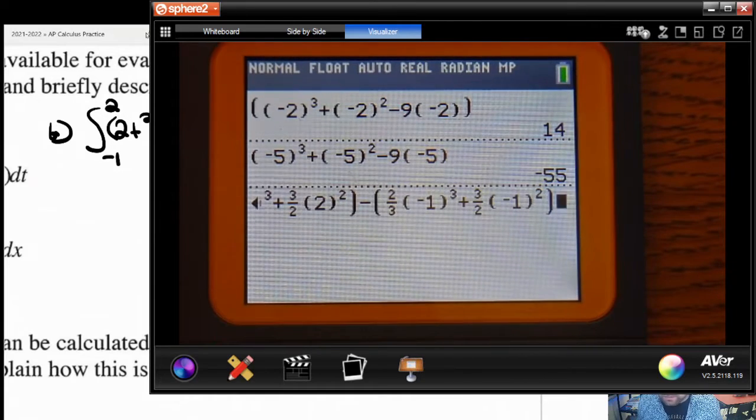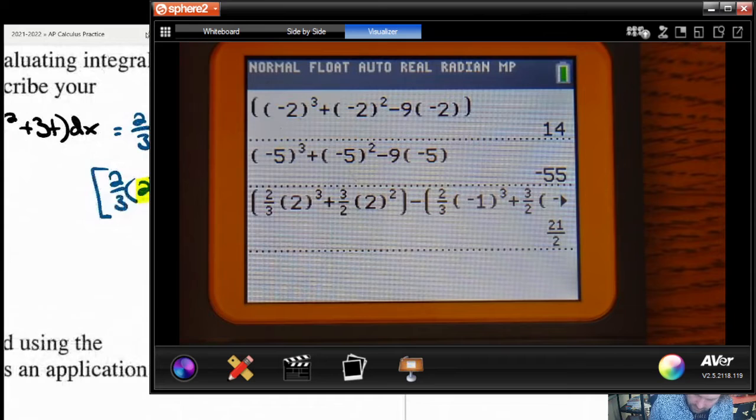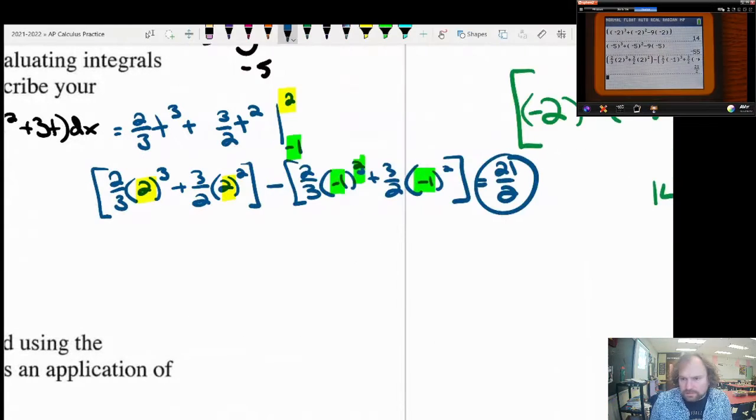That's exactly what we want to do. And it's going to give us 21/2, which is the correct answer, according to the answer guide I have in front of me, too. So 21/2, or 10.5, is what we're looking for as the solution to that one. Pretty cool.